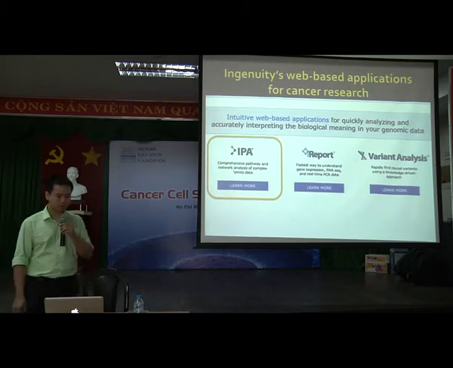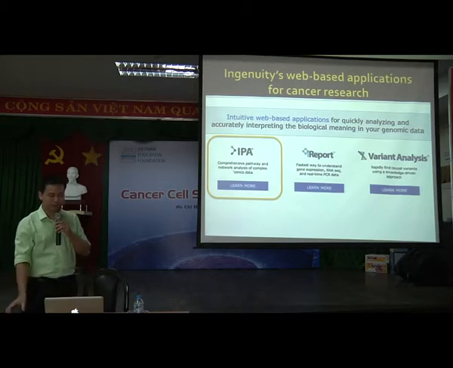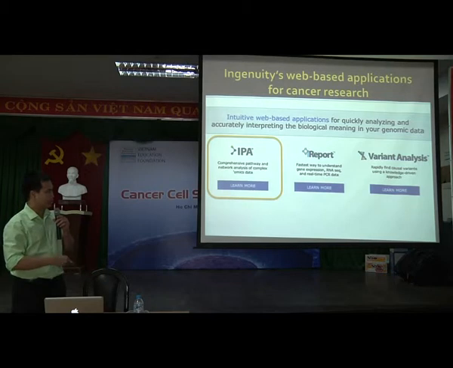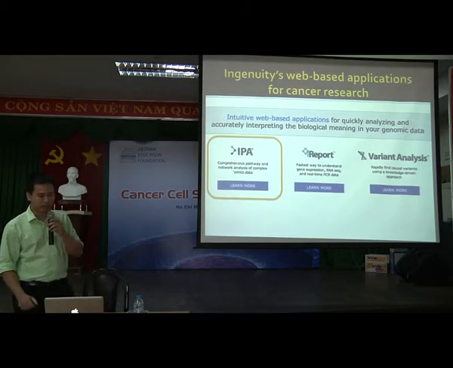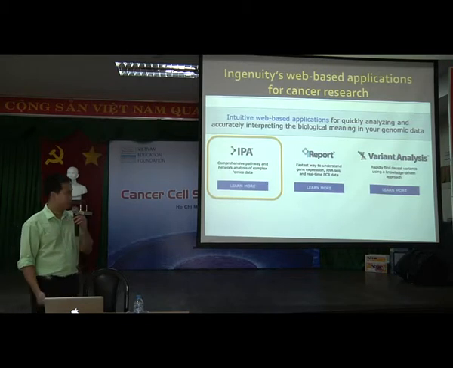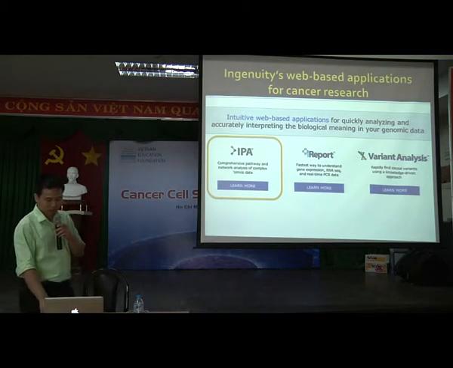In other words, for example, you have a disease, you are studying a disease, and you don't know what is causing the disease. Then variant analysis can help you identify the candidate genes responsible for that disease. Second thing is, if you want to identify a biomarker, then variant analysis is also a very good tool for you.